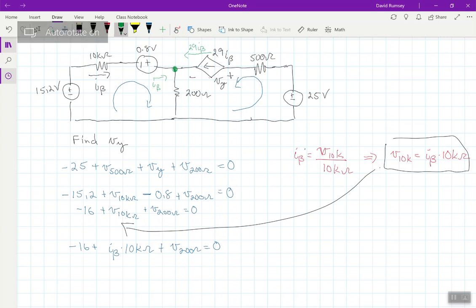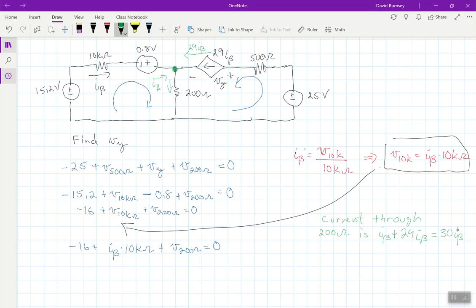Well, I know whatever's entering the node has to be what's leaving the node. So if I go down here, I have I beta and 29 I betas coming in. So the current through the 200 ohm resistor is I beta plus 29 I beta, which of course is just 30 I beta.